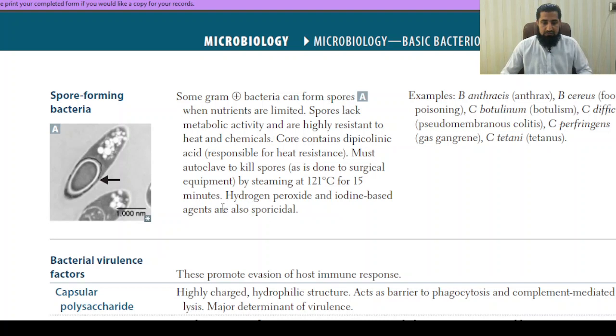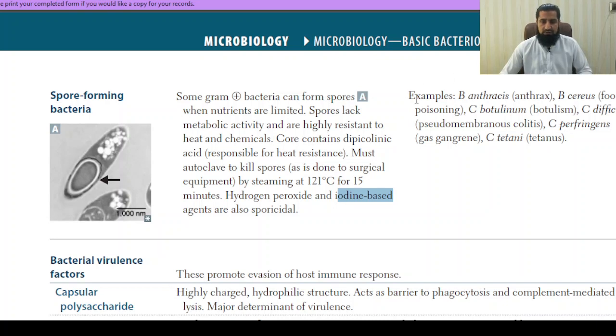If you want to increase the chance to kill these bacteria, you can also add hydrogen peroxide and iodine based agents, because they can kill the spore.